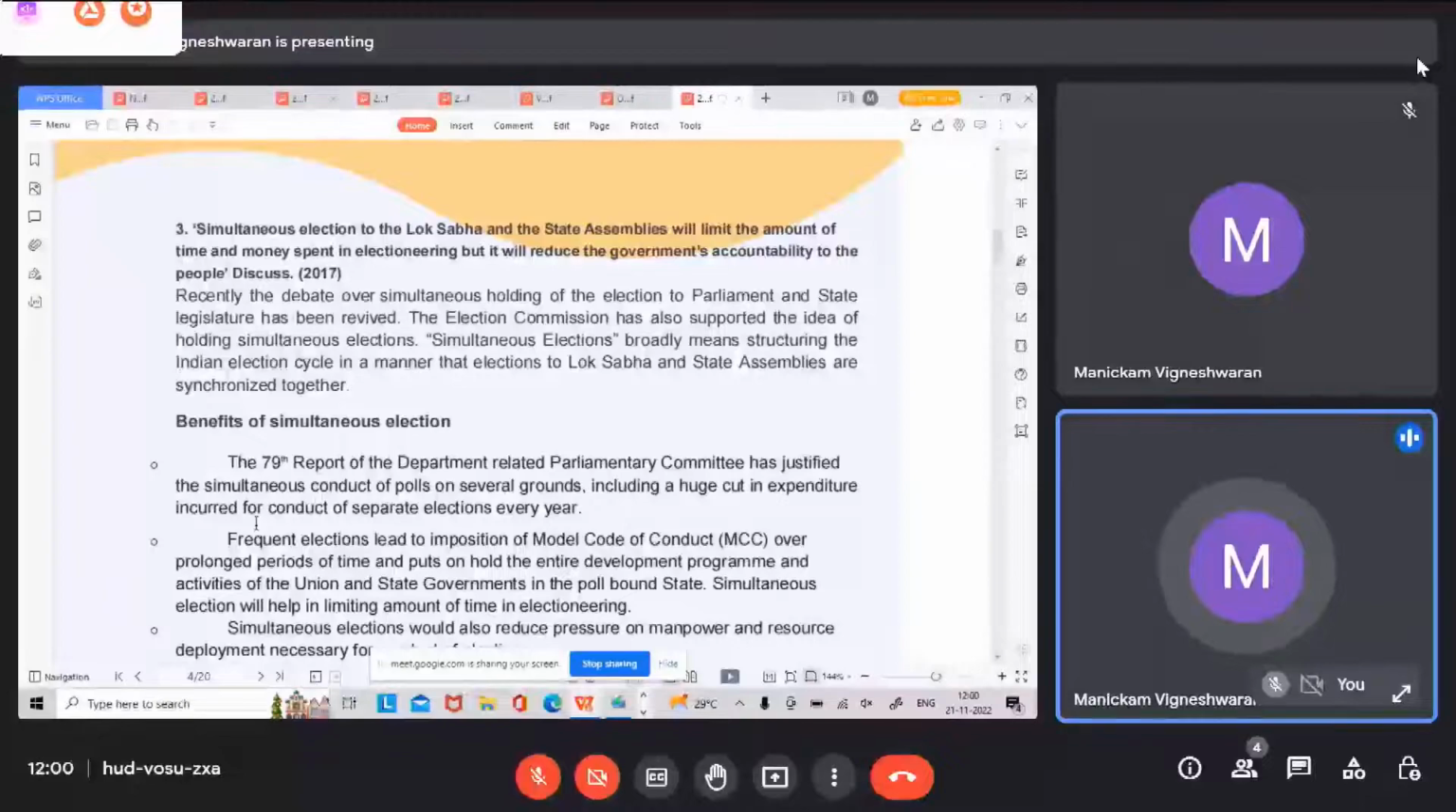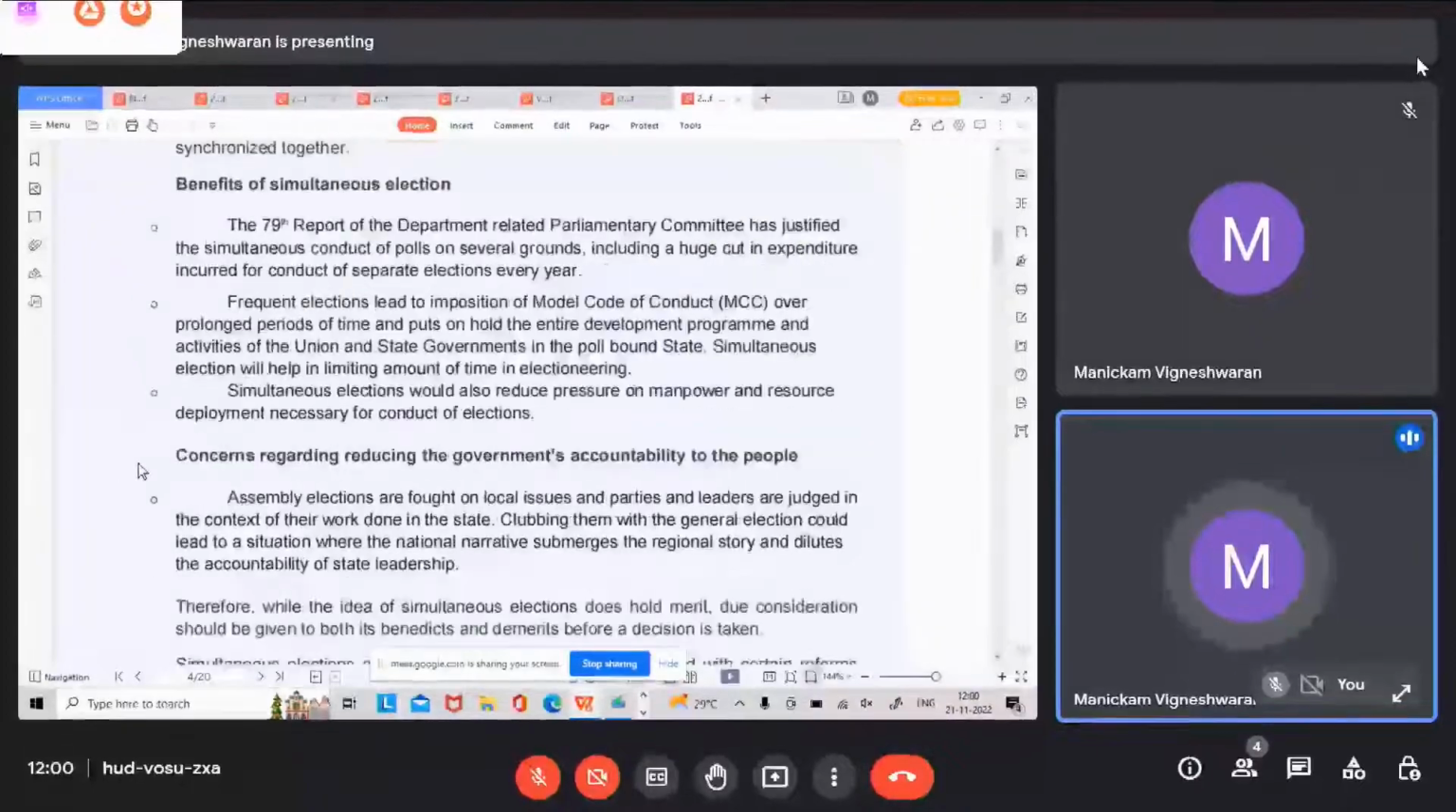Question number 3: simultaneous elections to the Lok Sabha and the state assemblies will limit the amount of time and money spent in electioneering, but will reduce the government's accountability to the people. Discuss. Recently, the debate over simultaneous holding of elections to Parliament and state legislatures has been revived. The Election Commission has also supported the idea. Simultaneous elections broadly means structuring India's election cycle in a manner that elections to the Lok Sabha and state assemblies are synchronized together.